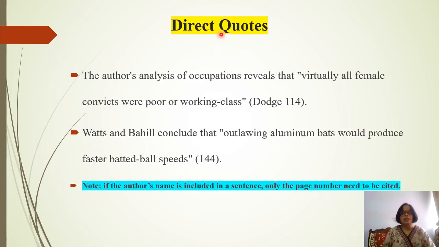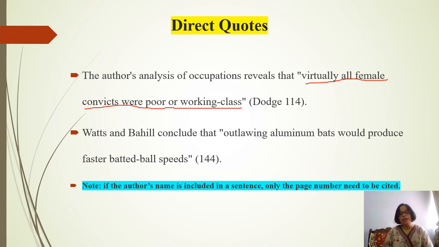Now, direct quotes. There are certain quotations which we take directly from certain sources. The author's analysis of the occupations reveals that virtually all female convicts were poor or working class. Here the researcher is writing, not referring. The researcher has directly taken this particular line, virtually all female convicts were poor or working class. So there is no reference being made by the researcher here. This kind of quotation comes in the category of direct quotes.